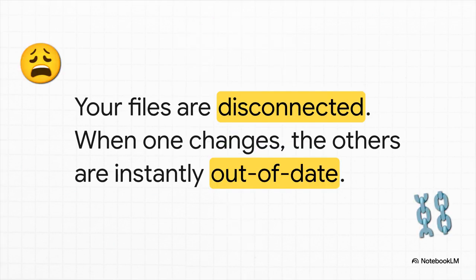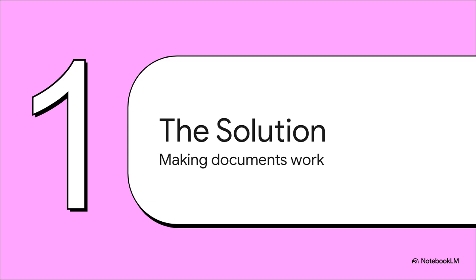The problem, really, is that your files are basically strangers to each other. They're disconnected. You've got your Word doc, your Excel spreadsheet, your PowerPoint, and they're all just living in their own little bubbles. So when one changes, the others have no idea. But what if they could actually talk to each other? Well, the solution has a name, and it's called integration. This is all about making your different apps work together seamlessly. It's what turns that jumble of separate files into one powerful, interconnected system.